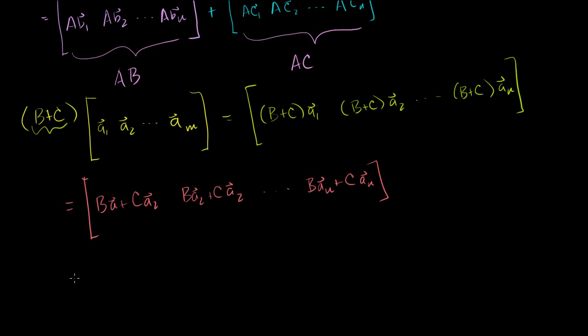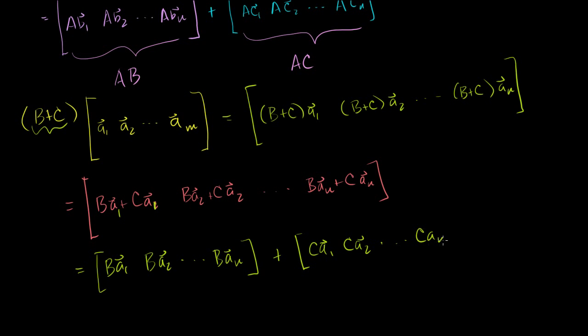And then what is this equal to? Well, I'll write it out. This is equivalent to B times A1, and then B times A2, all the way to B AN, plus the vector C times A1, C times A2, all the way to C times AN. Right? This guy represents the first terms in each of these column vectors, and this guy represents these terms right there. And this, by the definition of matrix products, is just equivalent to BA. And then this is just equivalent to CA.